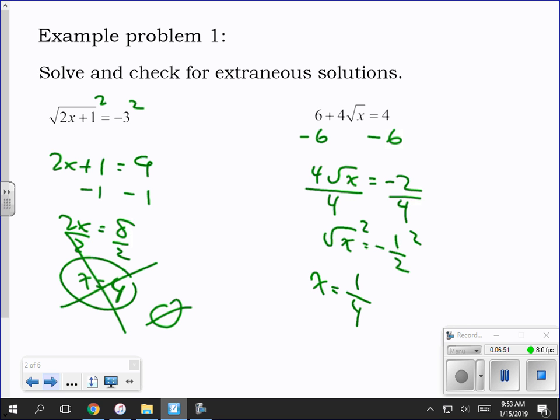So I take 1/4 and I plug it in here. Square root of 1/4 is 1/2. 1/2 times 4 is 2. 2 plus 6 is 8, not 4. Doesn't work. Once again, no solution. That's not going to happen every time, so get used to it.